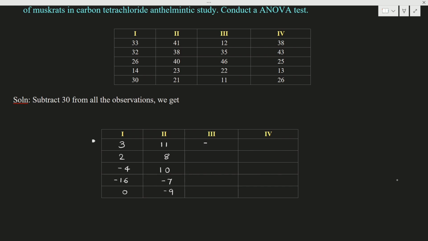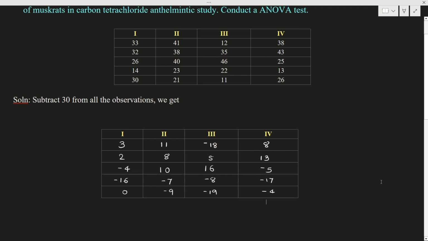In the third column, when you subtract 30, you get minus 18, plus 5, 16, minus 8, minus 19. And here it is 8, 13, minus 5, minus 17 and minus 4. This is the table we got from subtracting 30 from each observation. Why? Just to make our calculation easy.